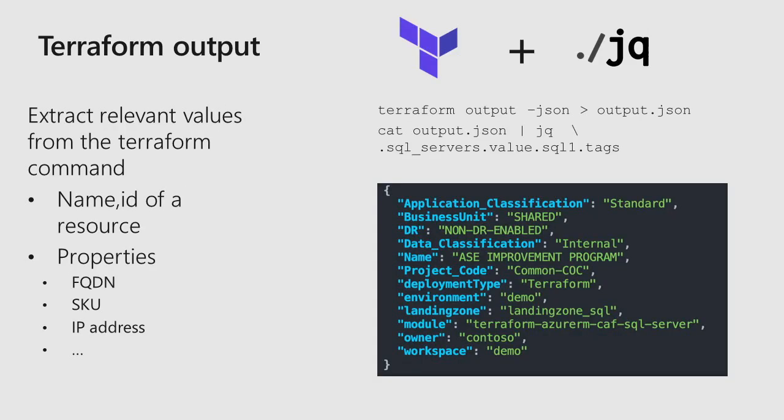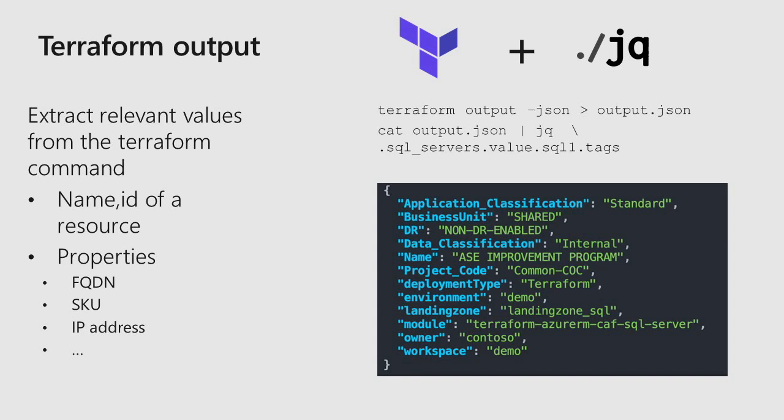Let's have a look at the technical side. On the left-hand side, we have the Terraform output. And the Terraform output, again, is configured by code. So we can choose to output some names, some IDs, some information about resources, such as the FQDN, the SKU of a VM, or public or private IP address. We're going then to use Terraform output with the JSON format, put that in a file, and use JQ to extract some key values. In the example here, I want to extract the tags that are applied to a SQL Server instance. So the SQL Server has been deployed with Terraform.